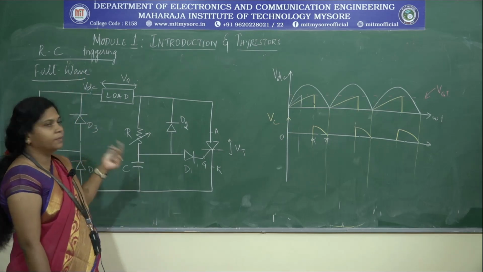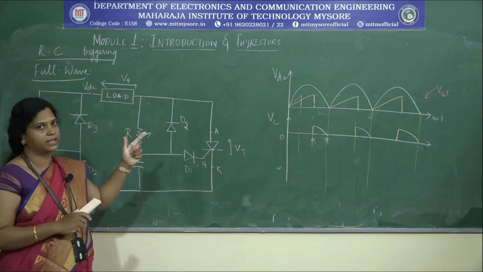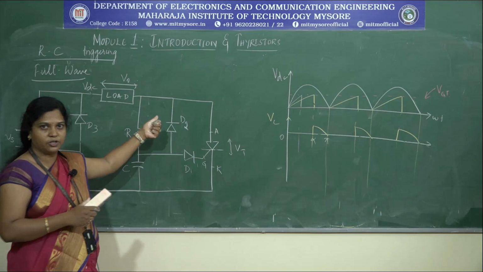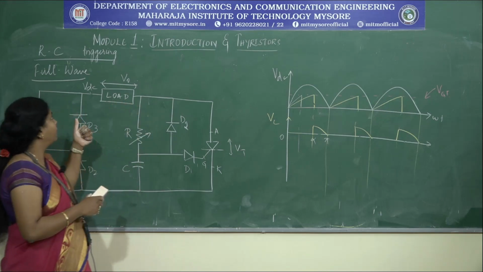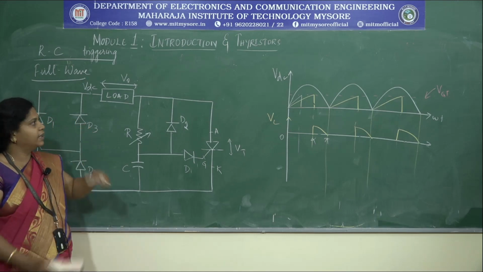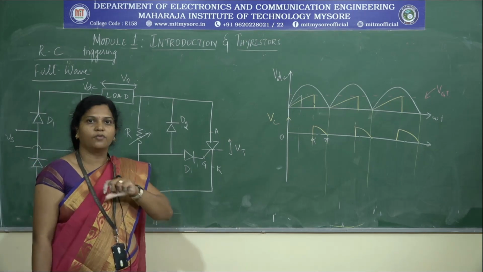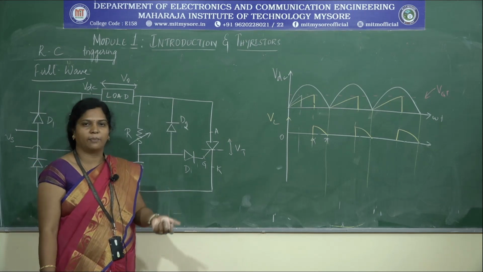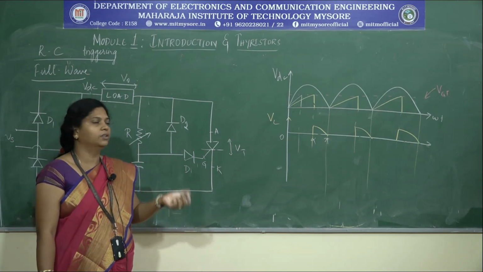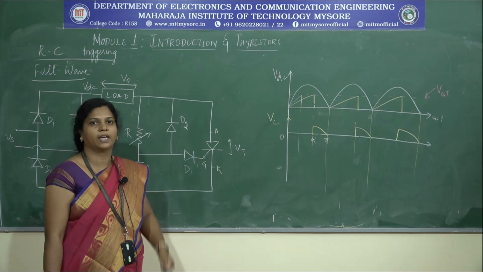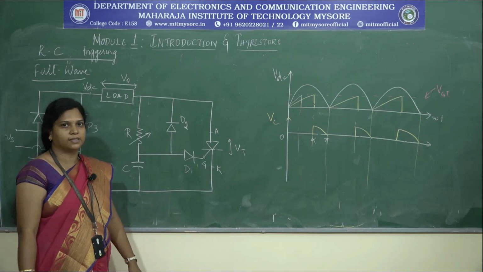So these are the two methods we have studied, R triggering and RC triggering. R triggering controls the firing angle from 0 to 90 degree, and in case of RC triggering you can generate firing pulses from 0 to 180 degree. The next type is the UJT type of triggering method. In that we can control from 0 to 360 degree, depending on the application where we are going to use such a circuit. So in detail about the UJT, what a UJT is, how it behaves, how it is in the on state, and what its characteristics are, we will be discussing in the next class. Thank you.